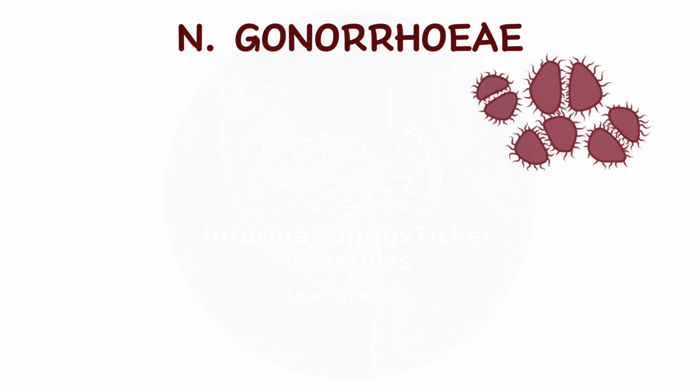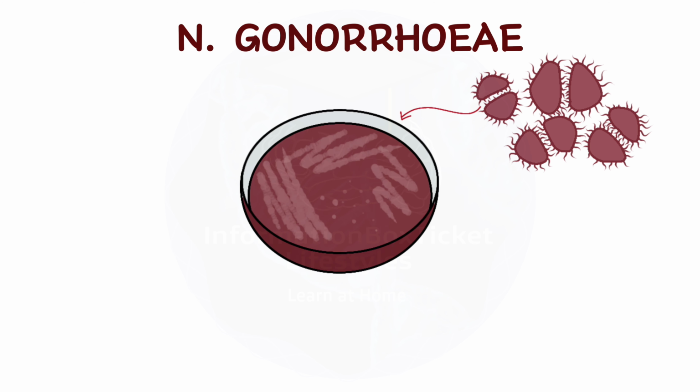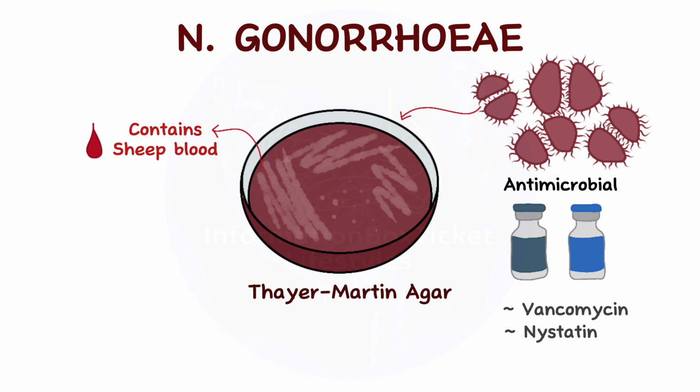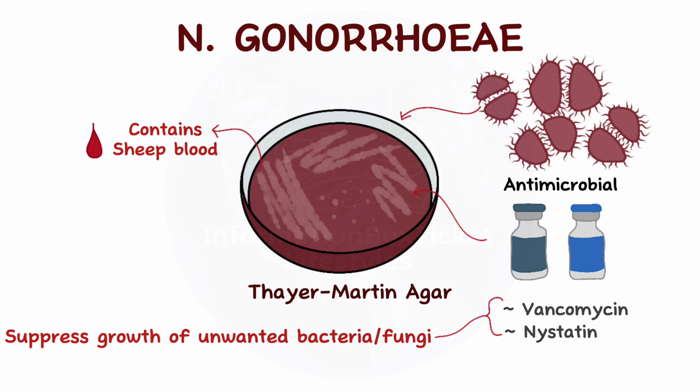N. gonorrhoeae grows on a special chocolate medium known as Thayer-Martin agar, which primarily contains sheep blood. Certain antimicrobials, such as vancomycin and nystatin, are typically added to the Thayer-Martin agar to suppress the growth of unwanted bacteria or fungi, thereby enhancing the selective growth of Neisseria species.